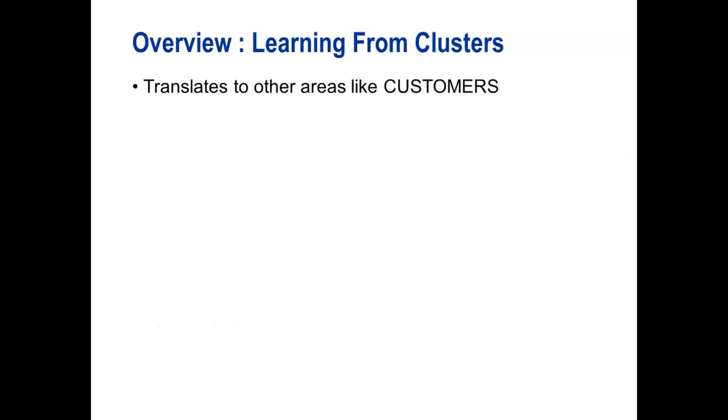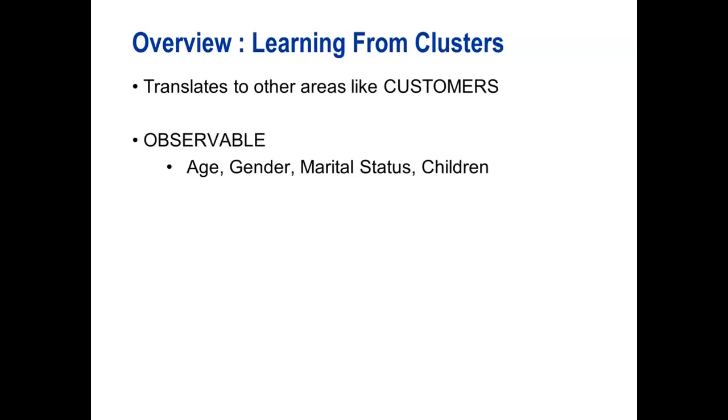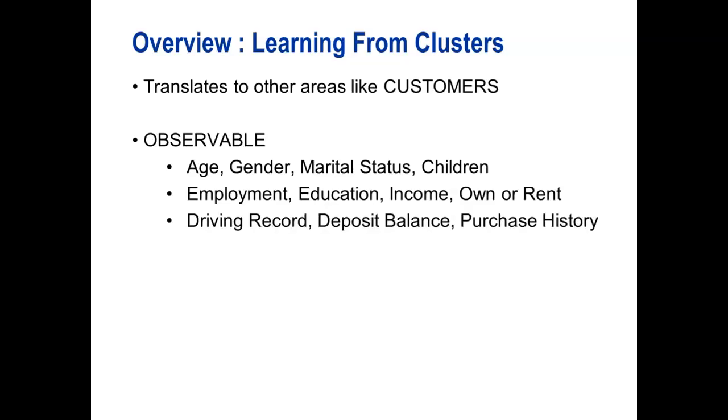So let's translate this into customers. Observable, we can look at their age, their gender, their marital status, whether or not they have children. I can look at other observable things, their employment, their education, their income, whether or not they own a house or rent it. I can look at their driver record, their deposit balance, their purchase history. So I can observe some things and I can learn non-observable things.